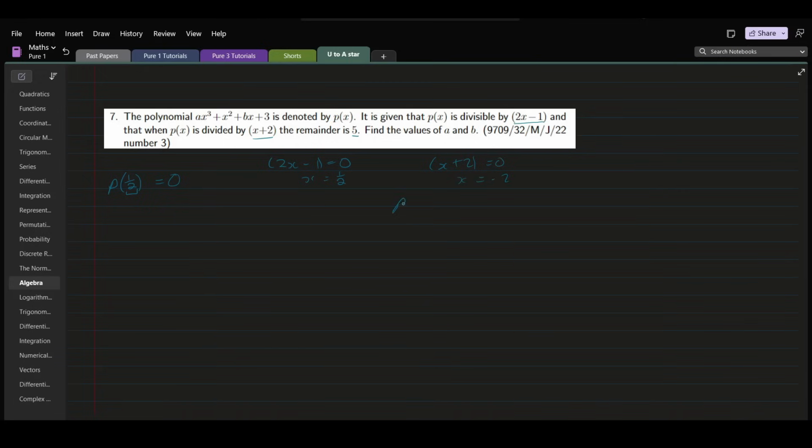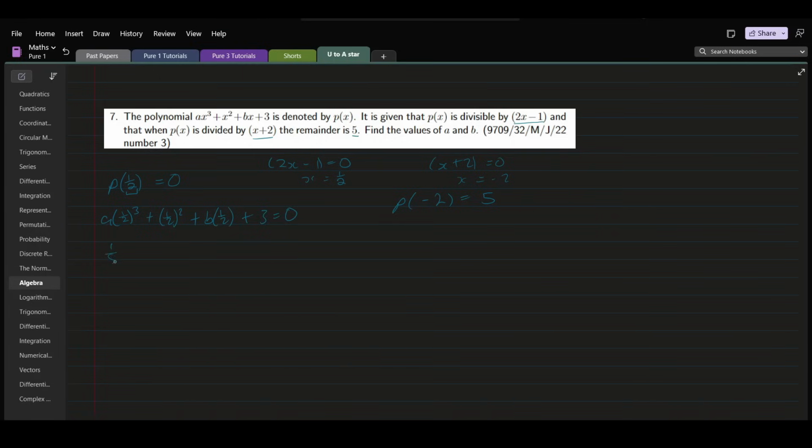So we can conclude that p of negative 2 is equal to the remainder using the remainder theorem. Now let's substitute into our equation. So we'll start with p of half is equal to 0. Substitute x with half, so that becomes a times half cubed plus half squared plus b times 1 over 2 plus 3, and this is all equal to 0.